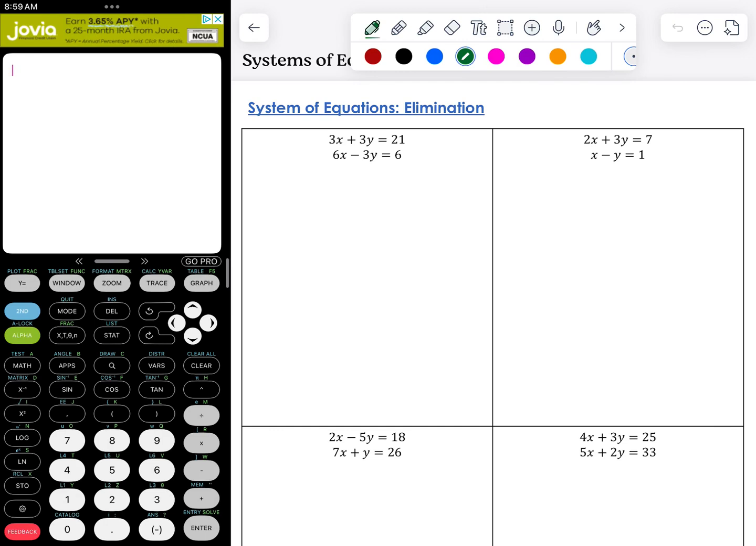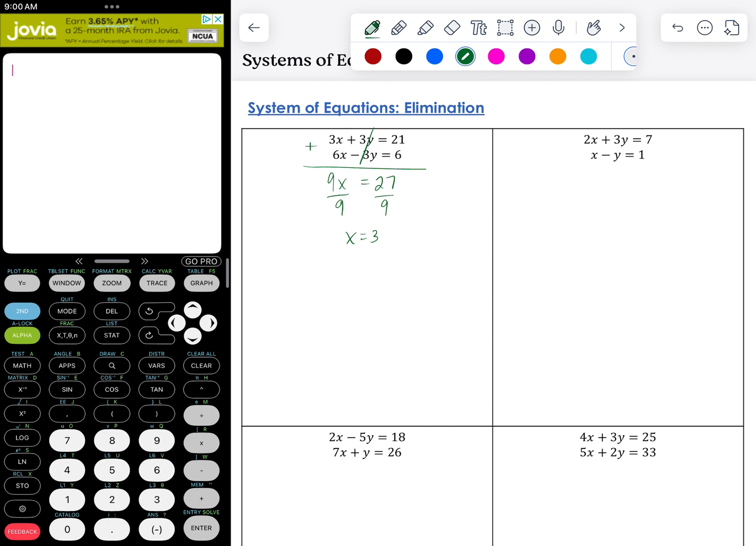All right, let's take a look at systems of equations using elimination. The goal of elimination is to get rid of one of the variables, okay? So in this first example, it's set up perfectly for us that if I were to add these two equations together, I would get 9x, my y values would cancel, and that would be equal to 27. And divide both sides by 9, and you would now have x equal to 3.